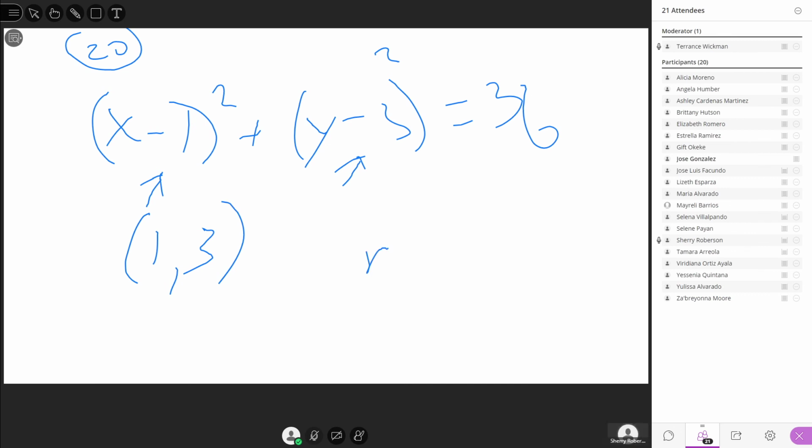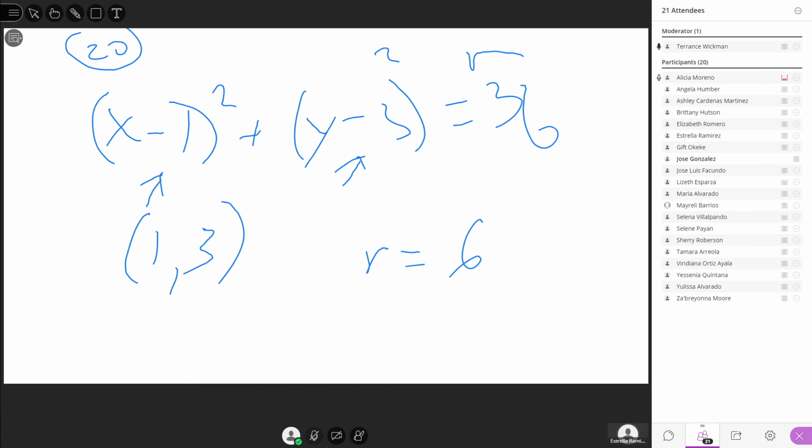Now the radius is always going to be equal to the square root of that number there. And what's the square root of 36? It is 6. The square root of 36 is 6. So now we have the center of the circle, which is (1, 3), and the radius 6. Is everybody okay with that so far? Yes.